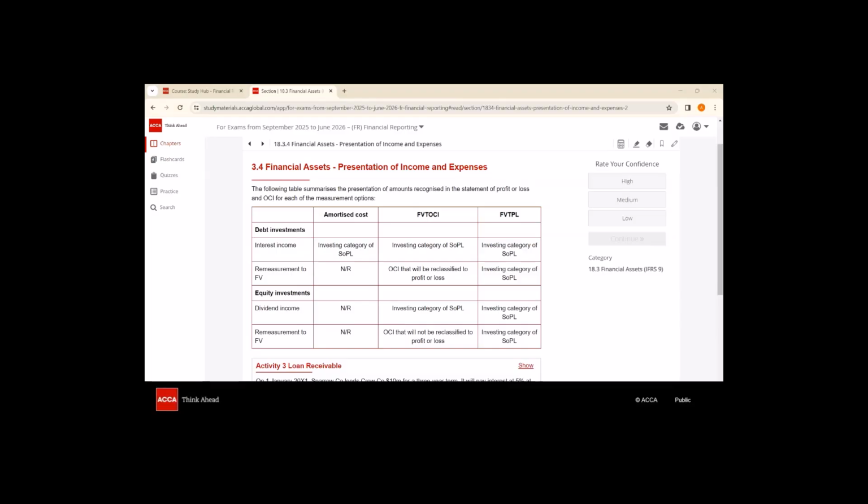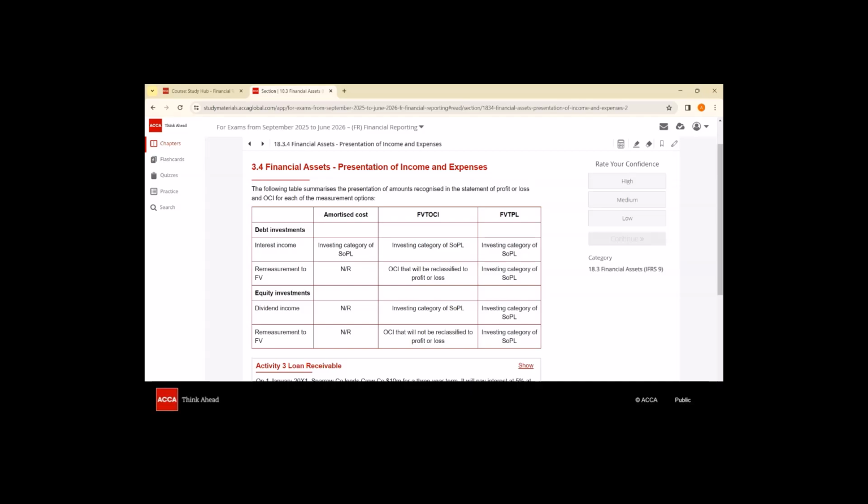Here is the chart. You can see that for the financial assets, we have the items at amortized cost, at fair value through OCI and fair value through P&L, just like we discussed. For the debt instruments, the interest income is going to go to the investing category of statement of profit or loss as per IFRS 18 format. For the remeasurement, this is not applicable over here.